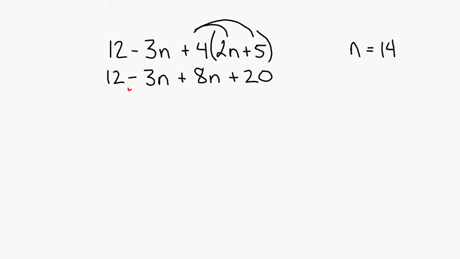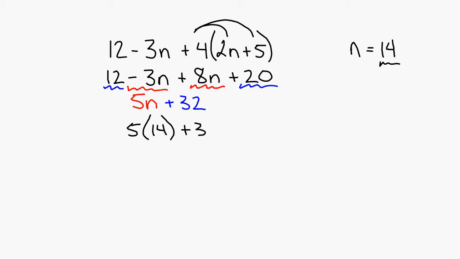Now you can combine the negative 3n and the 8n. So in your calculator, it's 3 negative plus 8. And that's 5n. And then you can combine the 12 plus 20. That would be positive 32. Now, it's simplified, so you're going to replace the n in the problem with a 14. So you're going to take 5 times 14 plus 32. 102.